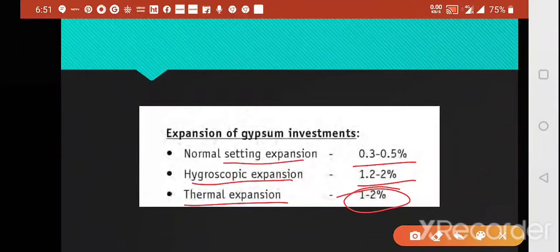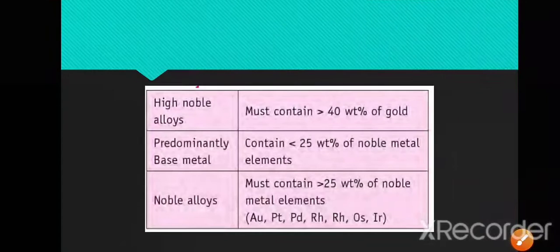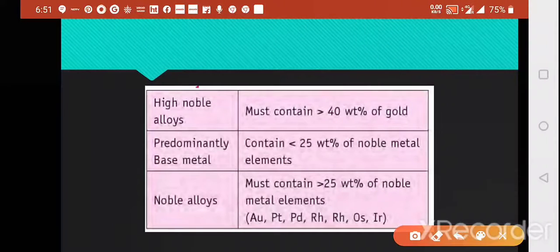So the question can be asked: what is normal, what is hygroscopic, what is thermal, which one is the highest, and which one is more than 1%? The answer is your thermal expansion. Another thing you should be knowing, the question can be asked, what is the constitution of high noble alloys?